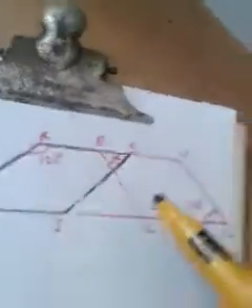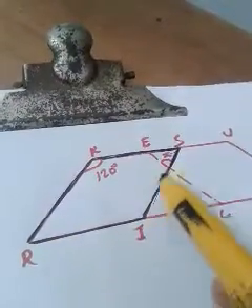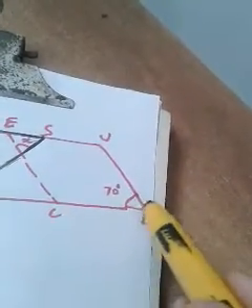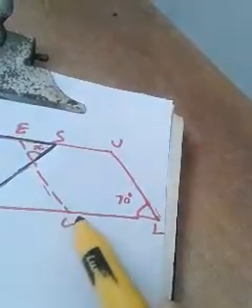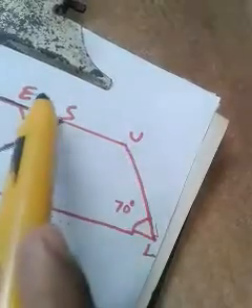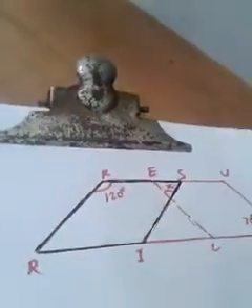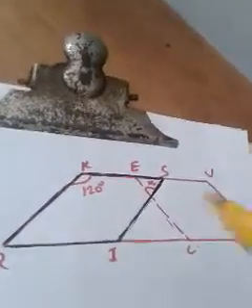RISK is your first parallelogram, and the second parallelogram is CLUE. Can you identify that parallelogram? This is your first parallelogram, and this is CLUE, your second parallelogram. You are supposed to find out the value of x. Very simple question. Let me ask you a question.